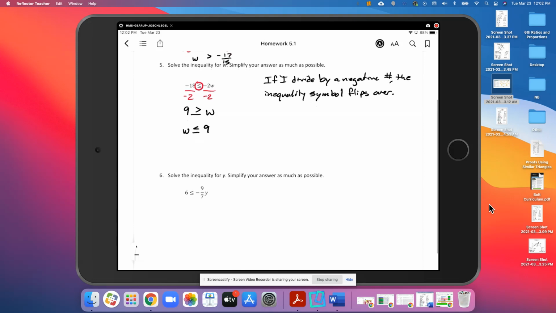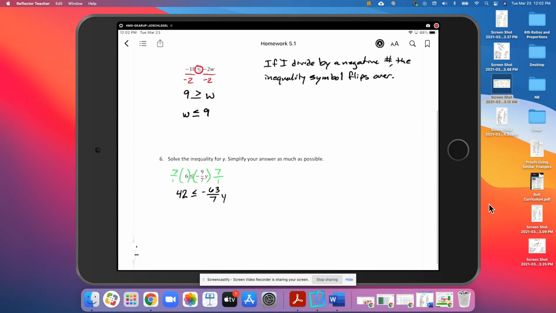All right, folks, the last one here. I am going to do the fraction trick because I hate fractions. We only have one denominator, which is 7, so that makes it easy. We're going to multiply everything by 7 over 1. And so you will see that on the left side we get 42 is less than or equal to 9 times 7 is 63 over 7 y. And 63 divided by 7 is going to be 9. So we've got 42 is less than or equal to, I almost forgot my negative sign, negative 9y.